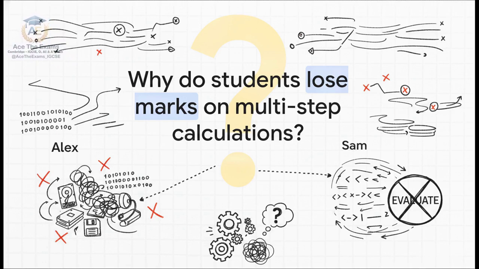Sam, on the other hand, rushes. Sam sees the word files and instantly starts scribbling out pseudocode, completely missing the fact that the command word was actually evaluate, not write an algorithm. Sam misses the command word requirements entirely.